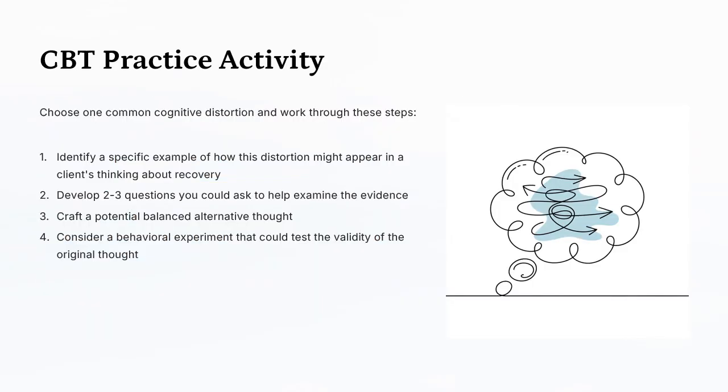All right, another activity, a CBT practice activity. Use the materials below this video to answer the questions. Choose one common cognitive distortion and work through these steps. Now I want you to think about maybe a client you're working with. 1. Identify a specific example of how this distortion might appear in a client's thinking about recovery. 2. Develop 2 to 3 questions you could ask to help examine the evidence. 3. Craft a potential balanced alternative thought. 4. Consider a behavioral experiment that could test the validity of the original thought. Pause this video and unpause it once you finish this activity.